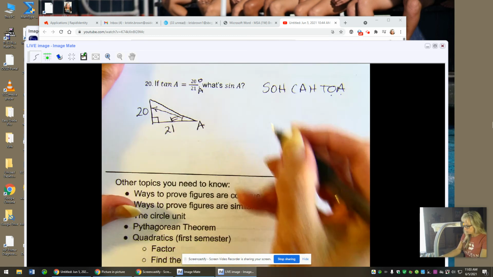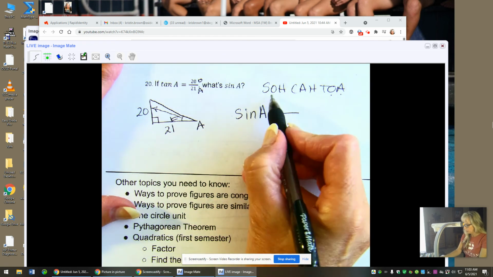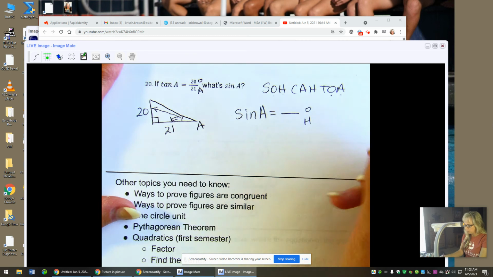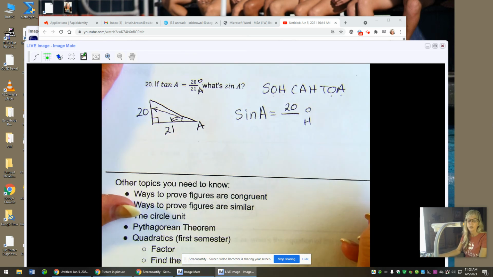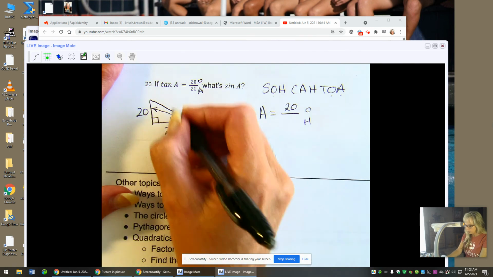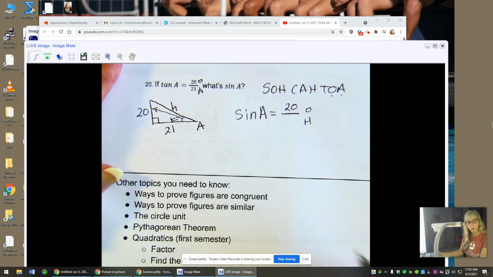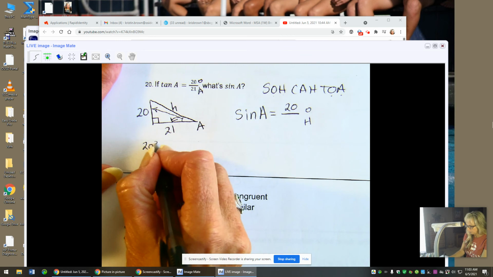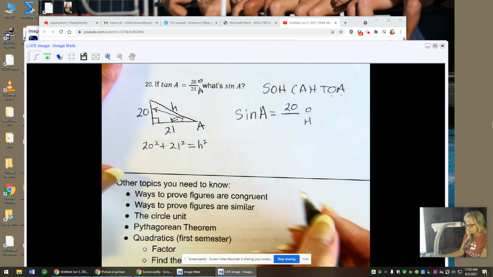What we want to know is the sine of angle A. Well, back to SOHCAHTOA, sine is opposite over hypotenuse. We already know opposite of A is 20, so that's definitely in the numerator. We need to know the hypotenuse. We'll call it H. I don't know what it is, so we're going to have to solve for the hypotenuse. It's a right triangle. We have two legs, need the hypotenuse. That is Pythagorean theorem. Leg squared plus leg squared equals the hypotenuse squared.